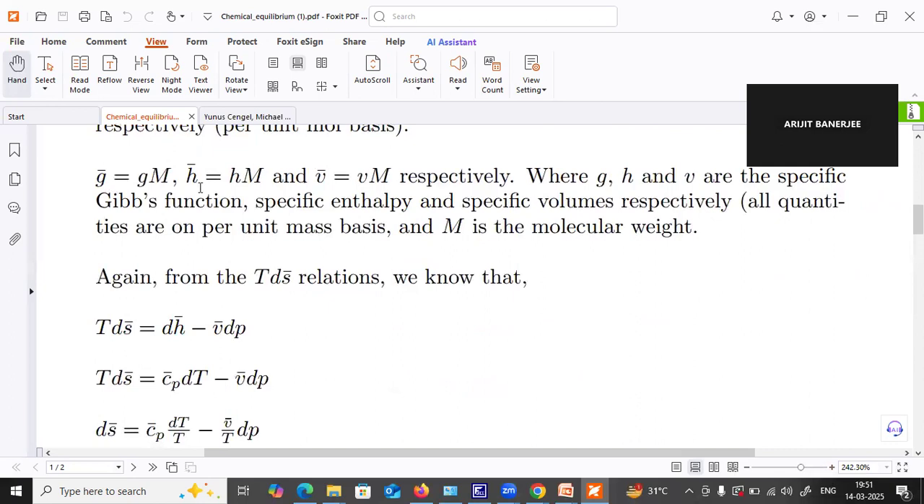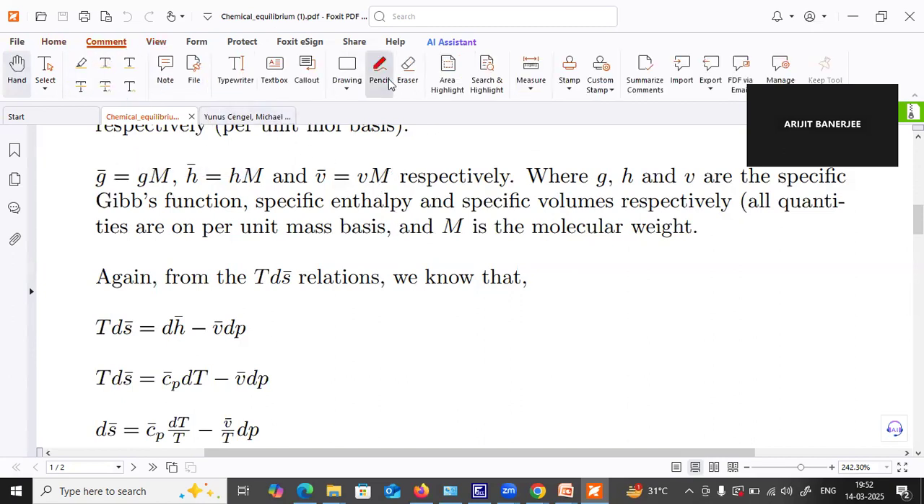If you need to convert, simply multiply the mass basis with the molecular weight, because mass basis means it is per unit kg, and molecular weight means what? I'm sorry, I think there is a mistake here. I think it will be the opposite. Let me just check once.